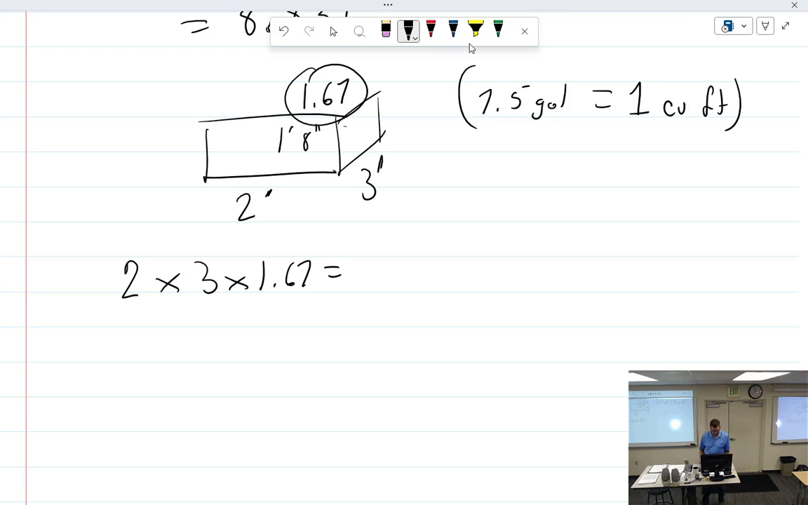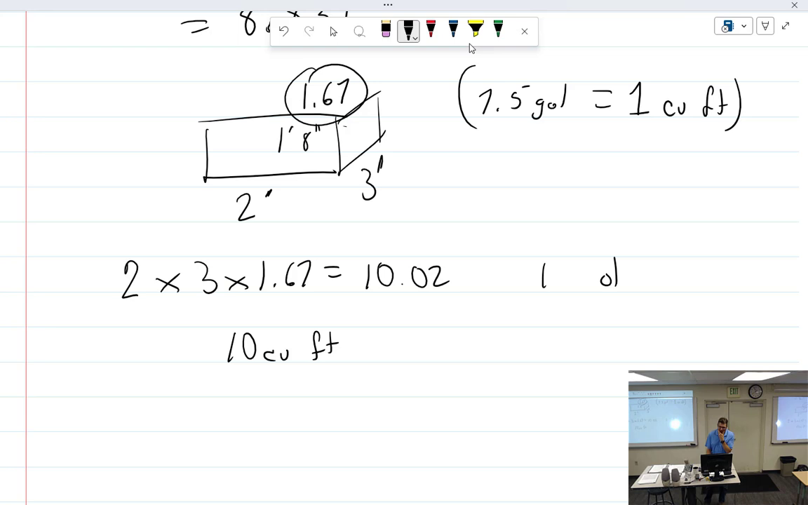What'd you end up with? 10.02. 10.0. Okay, 10.02. What are we going to call that? Just call it 10. 10 gallons. I'm sorry. Nope. Definitely not 10 gallons. 10 cubic feet.